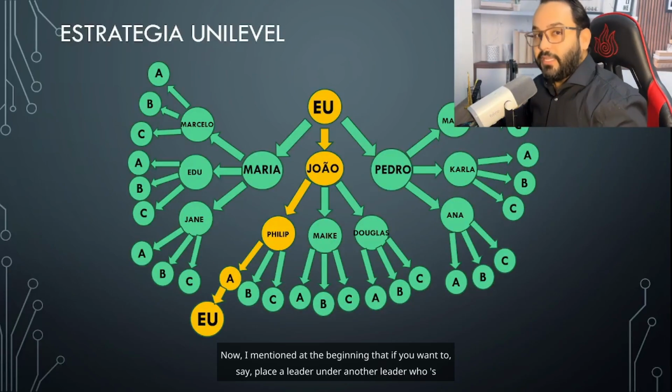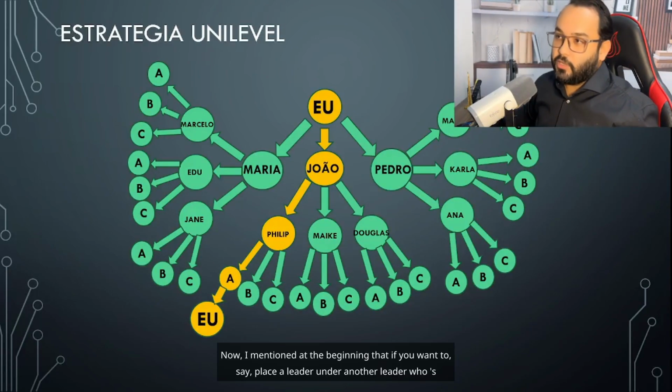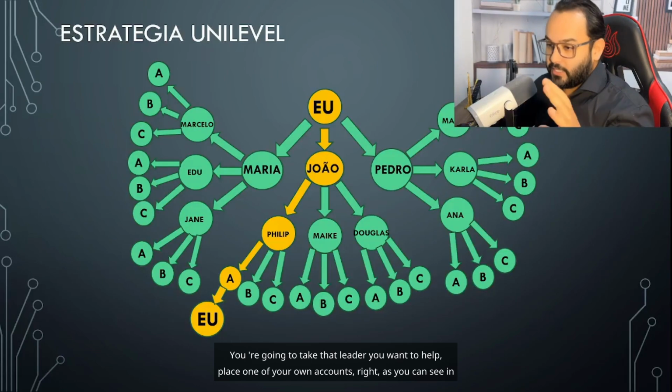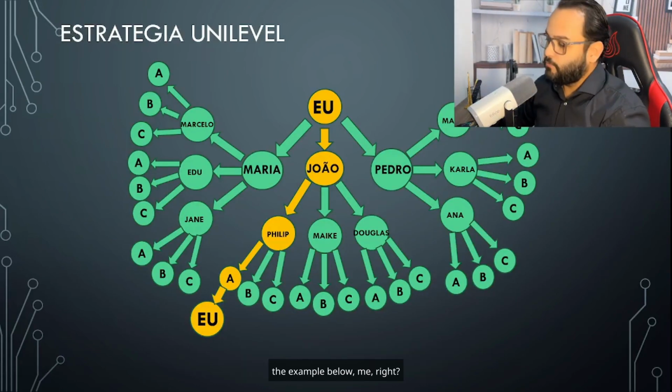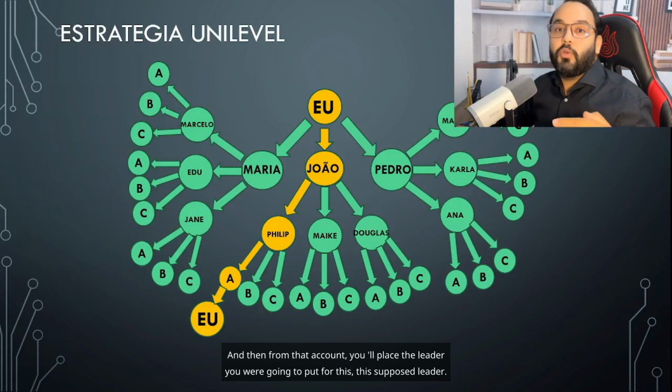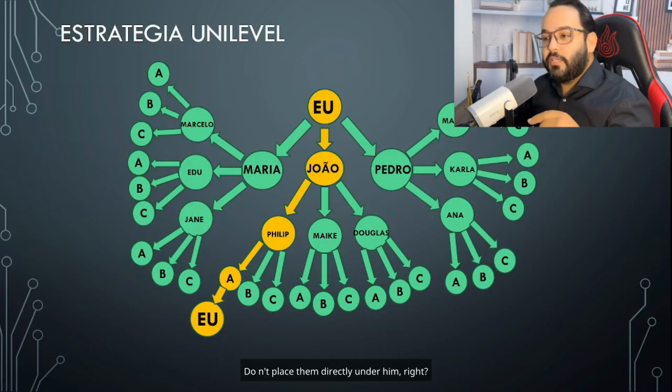Now, I mentioned at the beginning that if you want to, say, place a leader under another leader who's standing out, who also needs a bit of support, a bit of help, what should you do? You're going to take that leader you want to help, place one of your own accounts, right? As you can see in the example below, me, right? And then from that account, you'll place the leader you were going to put for this supposed leader. Don't place them directly under him, right?